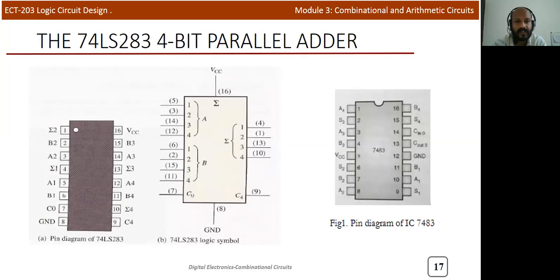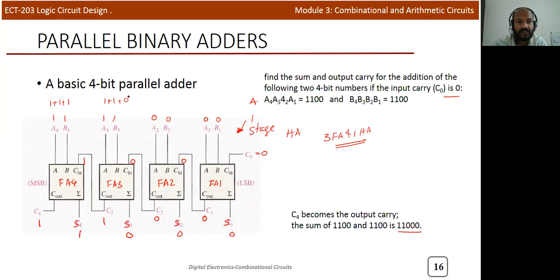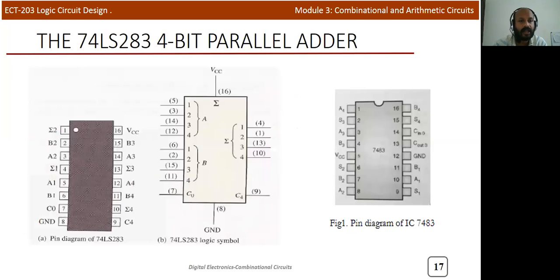Now we can see a circuit which performs the 4 bit parallel addition. So in the previous case, we were using 4 full adder circuits or 4 full adder ICs. Now we are using a single IC. It can perform the 4 bit parallel addition.